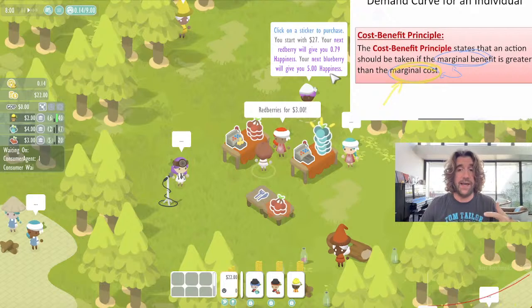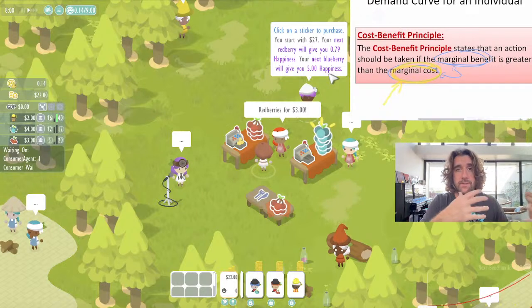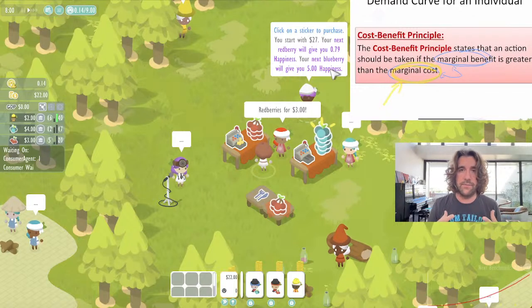It would have been 5 utils if you had eaten one entire blueberry, and with the money that you saved from not purchasing the red berry, you could have gotten a fraction of that happiness. Now, how do we clarify this logic about trying to calculate the actual value of eating a red berry expressed in terms of opportunity cost?